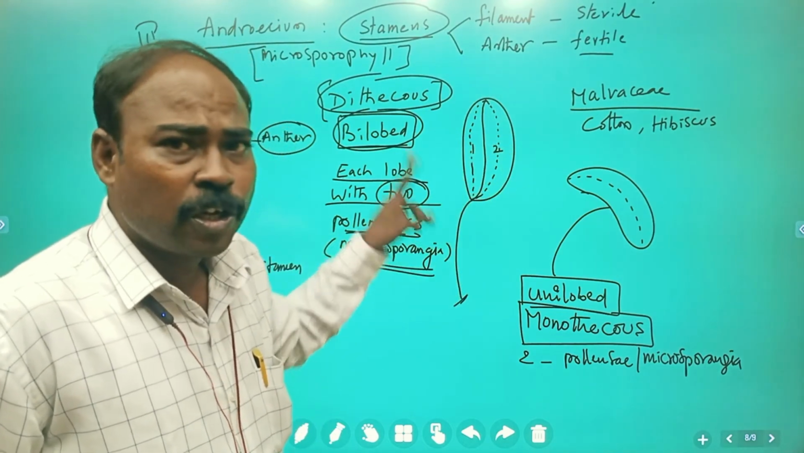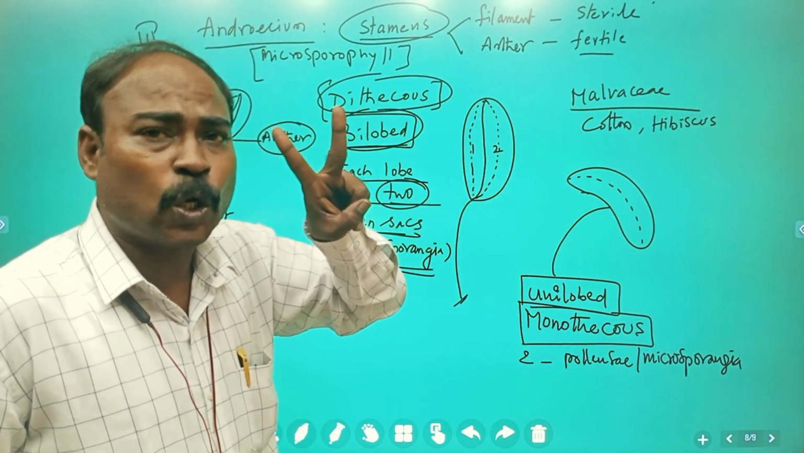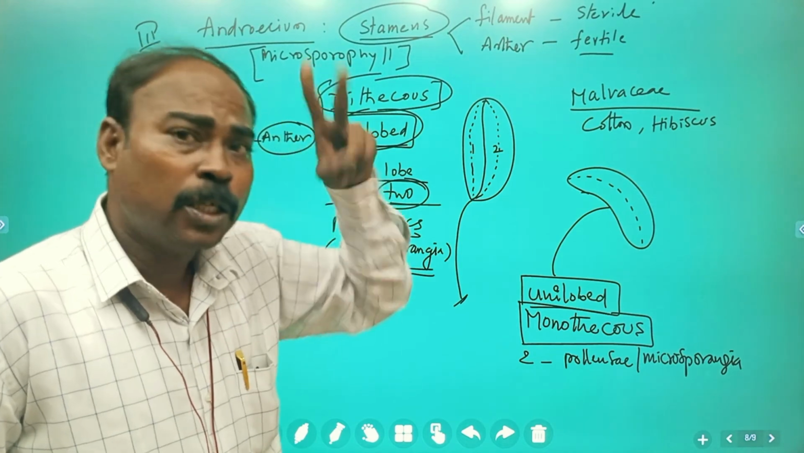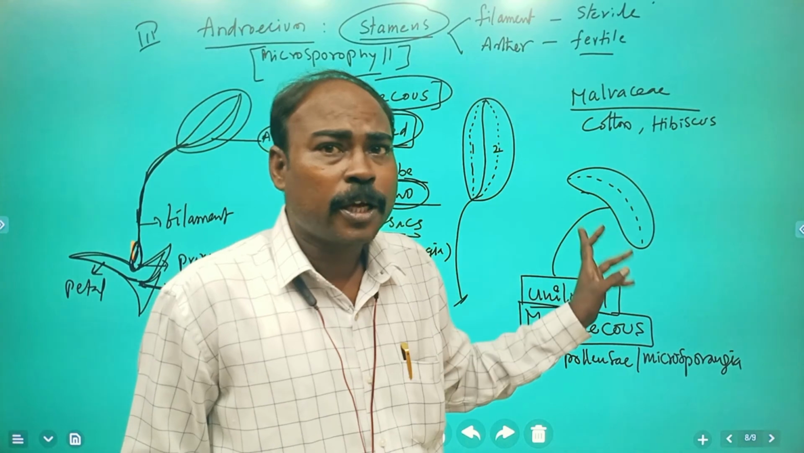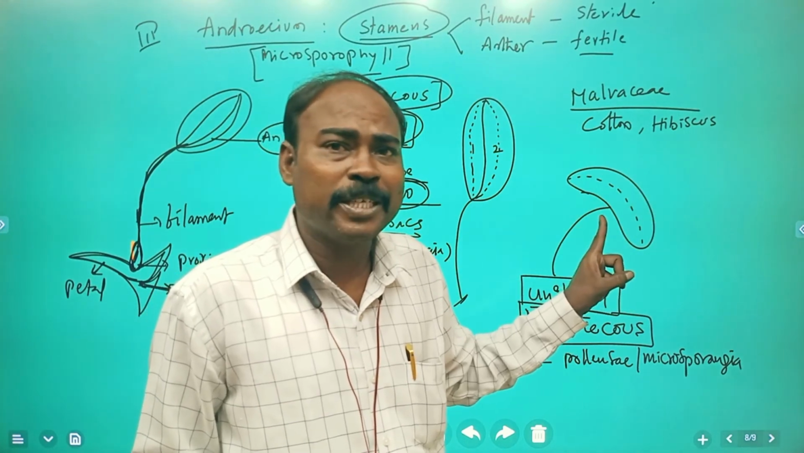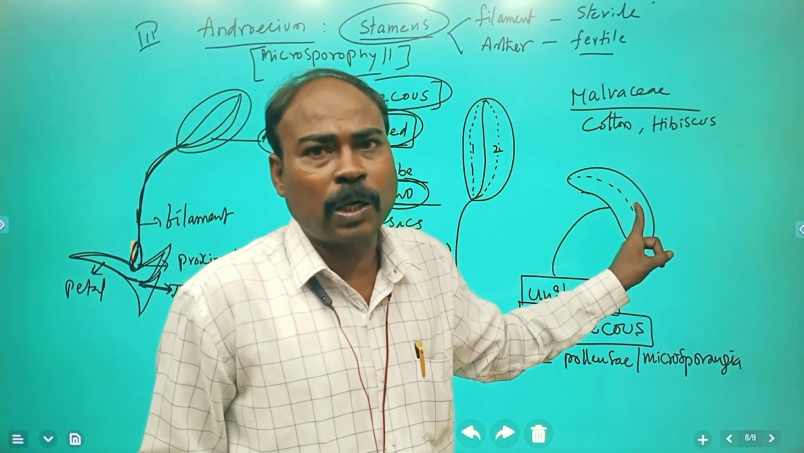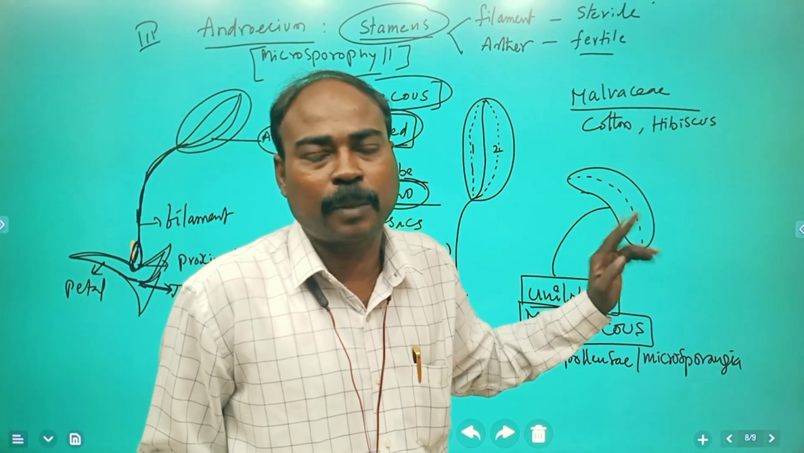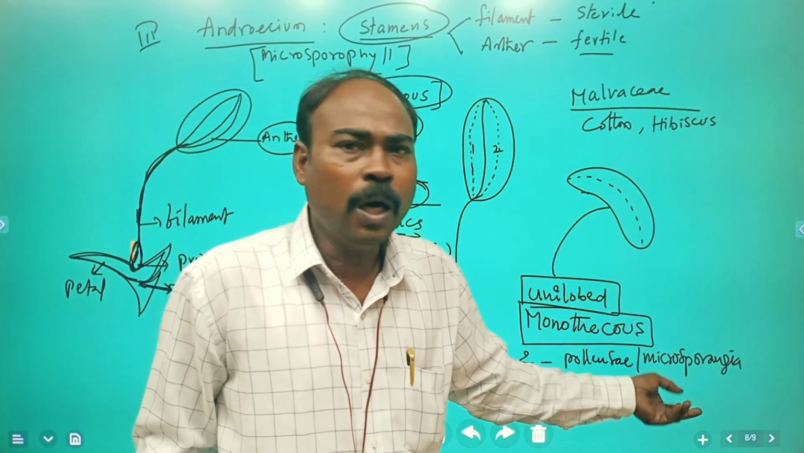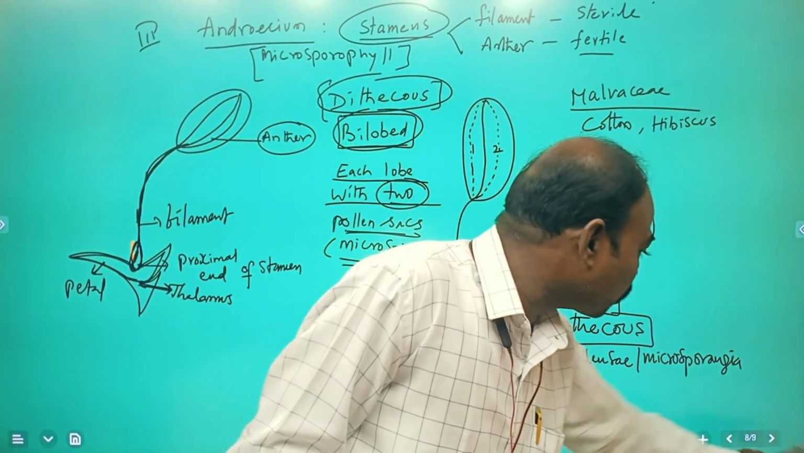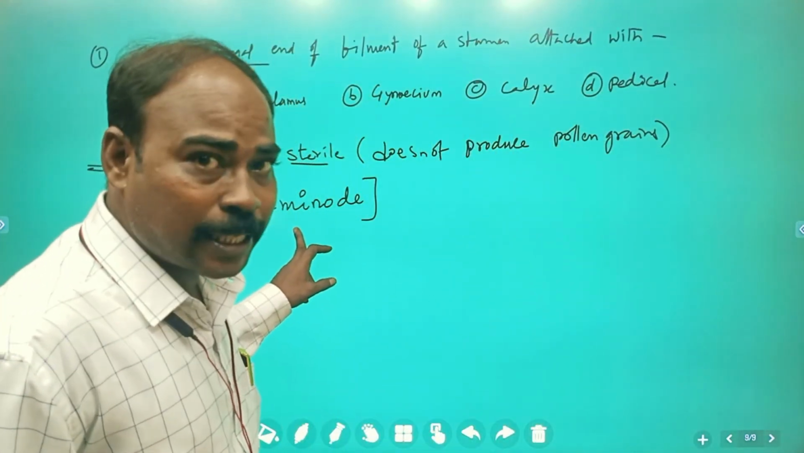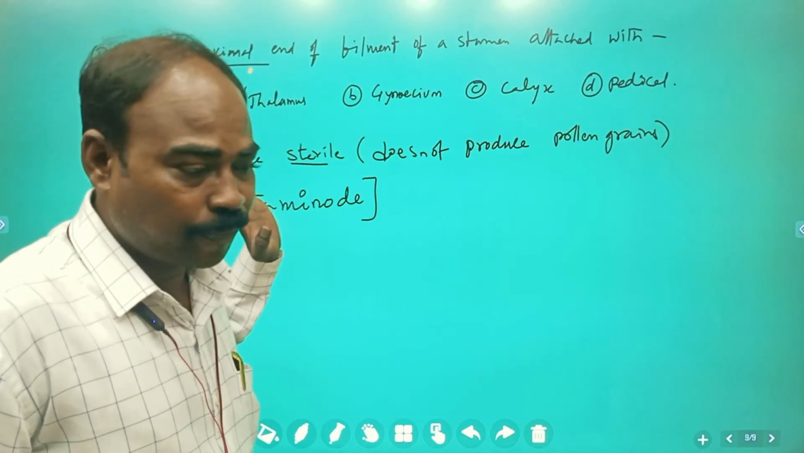Dithecous anther means which has two lobes, that is a bilobed anther. Each lobe has two pollen sacs, that is microsporangia. Monothecous means only one lobe is there, that is monotheca. That one lobe is divisible into two pollen sacs or pollen chambers or microsporangia. Right? This is about stamen. The sterile stamen is called staminode.